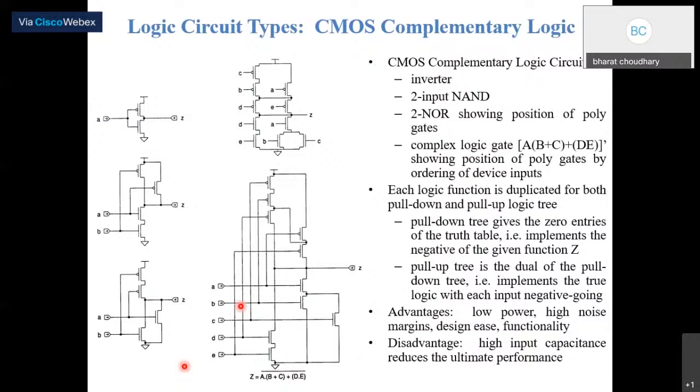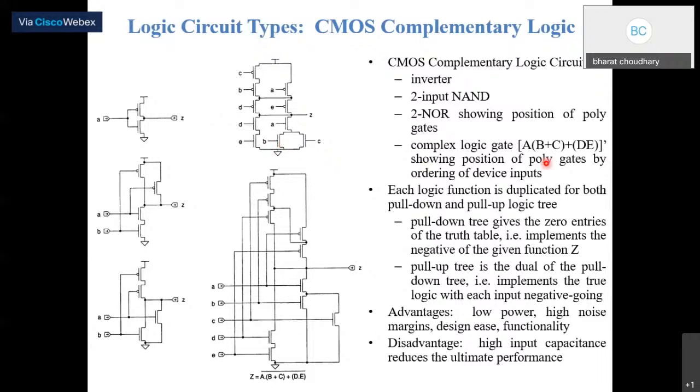As we discussed, this is the basic fundamental inverter, and this is a two input NAND gate. There is the series combination of A and B, and we are getting the complement of A into B, A·B bar, here. And this is a two input NOR gate. And now this is a complex logic gate, where there is a combination of A into B plus C, and plus D into E, and it will give the complement of this complete expression.